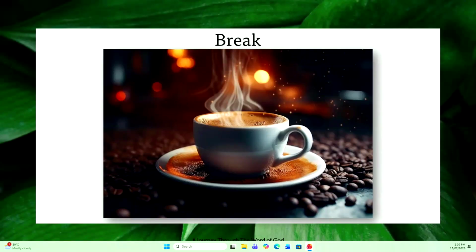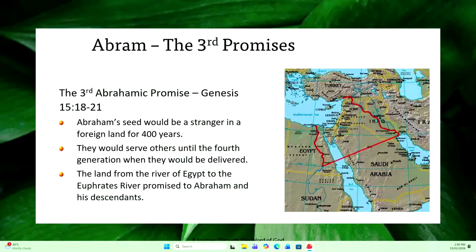All right, so we'll now pick up from the third particular promise that was made to Abraham. At this stage, I believe Abram's name has been changed to Abraham, which means he was to be the father of many nations. I really encourage everybody to read the whole story in Genesis. The way it unfolds is spectacular. It's awesome.